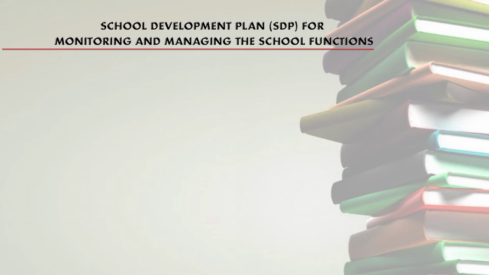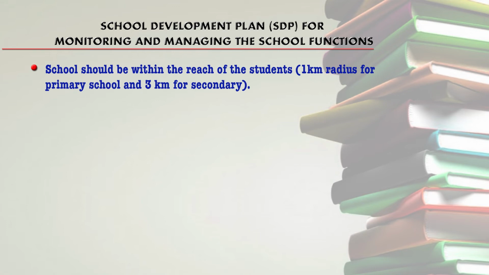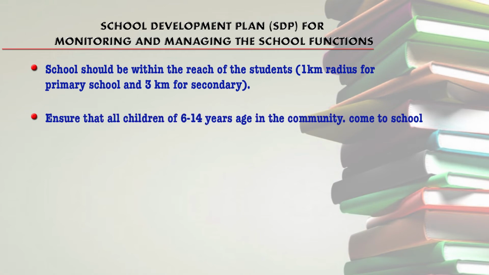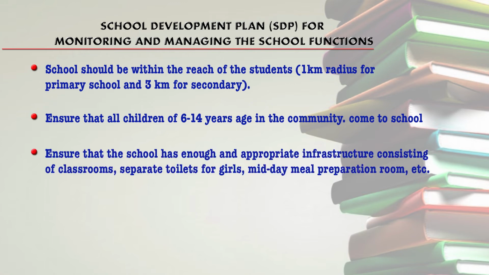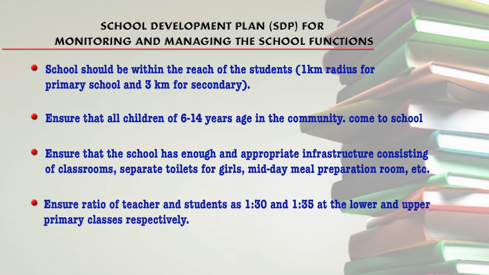SDP is useful for monitoring and managing the school functions. So, this school, for example, should be established within the reach of the students, that is 1 kilometer radius for primary school and 3 kilometer radius for secondary school. It should ensure that all children of 6 to 14 age in the community come to school, and it helps in ensuring that the school has enough and appropriate infrastructure consisting of classrooms, separate toilets for girls, midday meal preparation room, etc. It helps in ensuring the ratio of teacher and students, that is 1:30 and 1:35 at the lower and upper primary classes respectively.